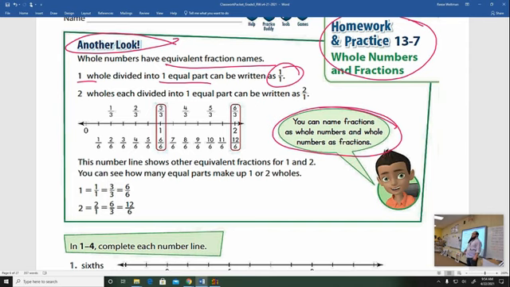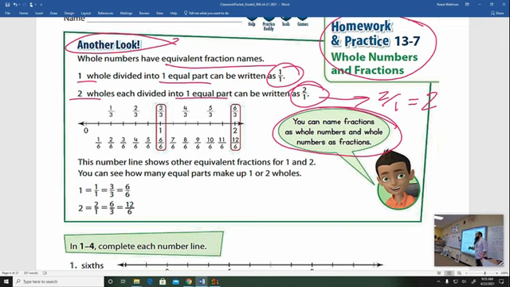Okay. You can do it. Okay. 2 wholes, guys. 2 wholes, each divided into one equal part. We'd get 2 over 1. And why is that? Because 2 divided by 1 equals 2. Look at those as division problems. Look at them as division problems.